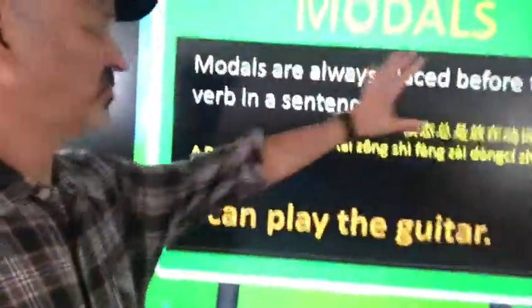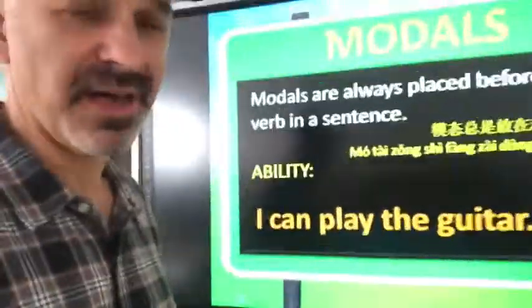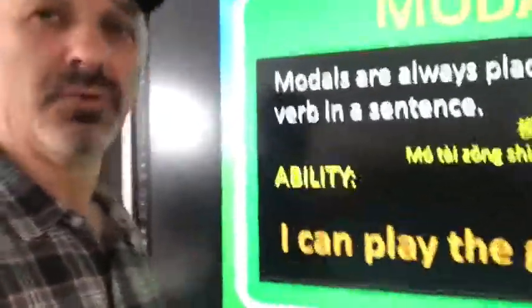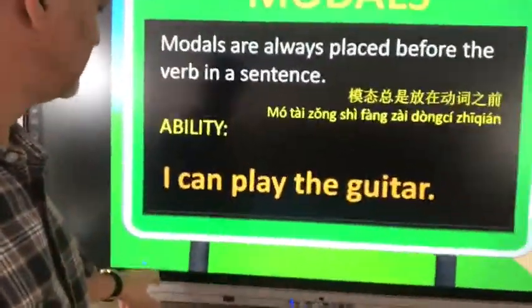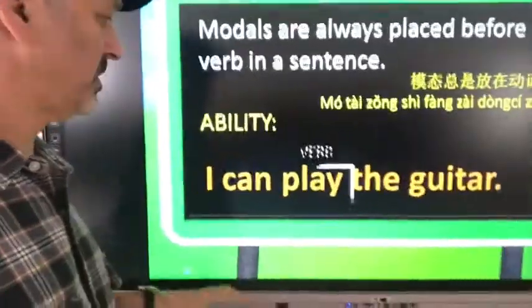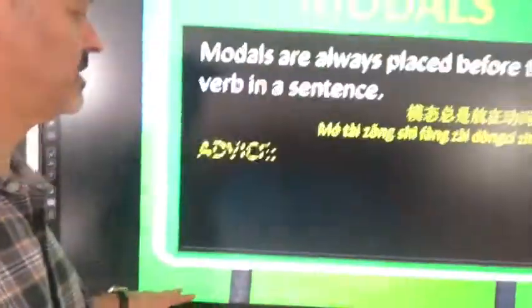And here I want to stress where it's placed, because in this we have been talking about how adverbs can change, but here I want to stress that modals cannot be moved around in a sentence. So I use I can, where's the modal? Can, where's the verb? Play the guitar. And I just kind of practice that here.